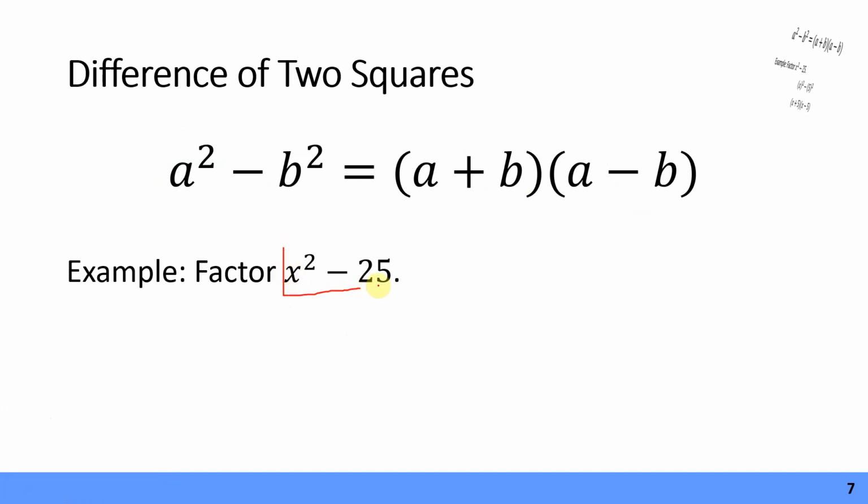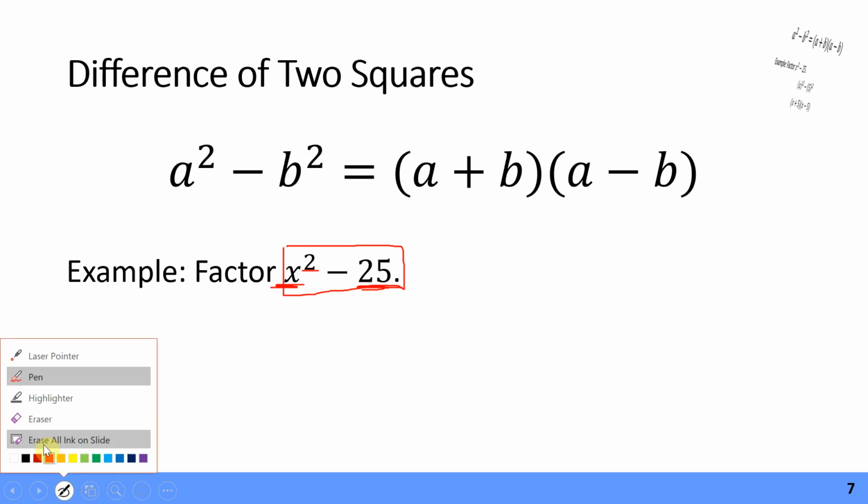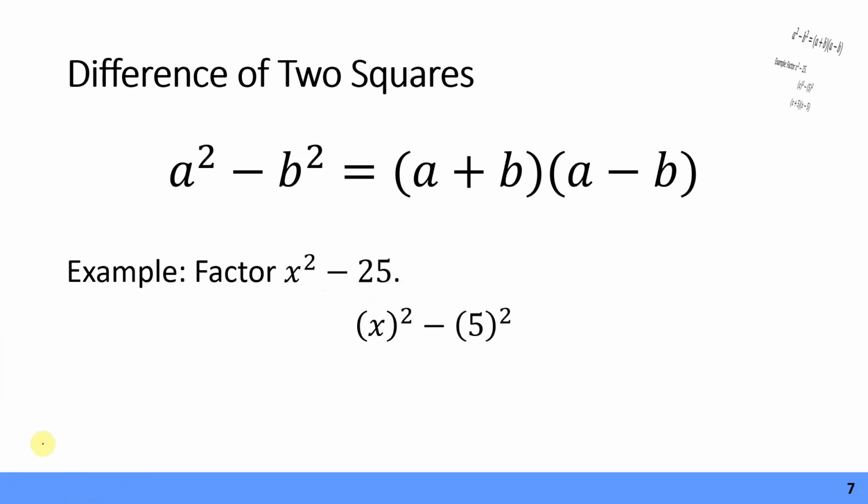This is what we call a difference of two squares, and I'm going to tell you why. The first term is being squared. The second term is not being squared, but we know that 25 is a perfect square. So what we do is that we're going to rewrite this problem. X squared minus 25 can actually be written as x squared, and 25 can be written as 5 squared. So that's why this problem is called the difference of two perfect squares. Okay, I'm hoping that made sense.